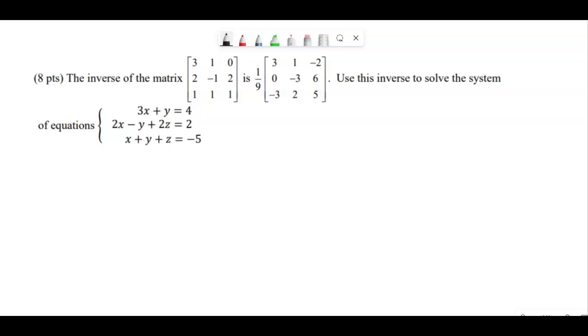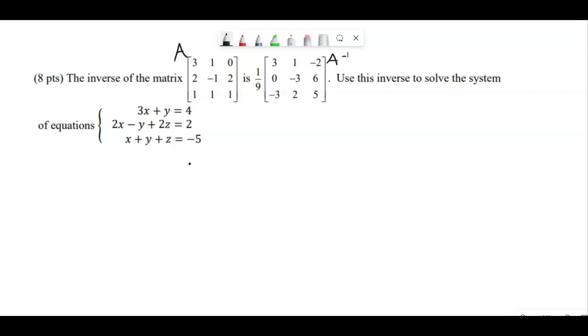The inverse of the 3 by 3 matrix is 1/9 times something else. Okay, we have the matrices. Use this inverse to solve the system of equations. All right, so we have a system of equations. And if you recognize the coefficients, 2, -1, 2 is the second row, we recognize that this matrix is A. And they're giving us what's called A inverse.